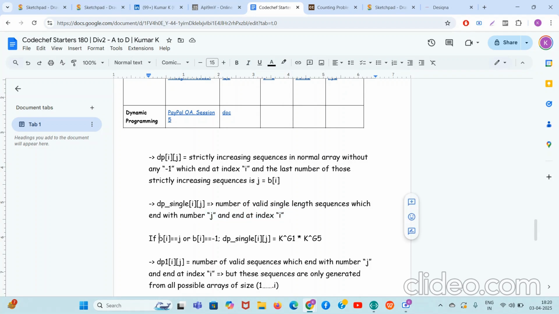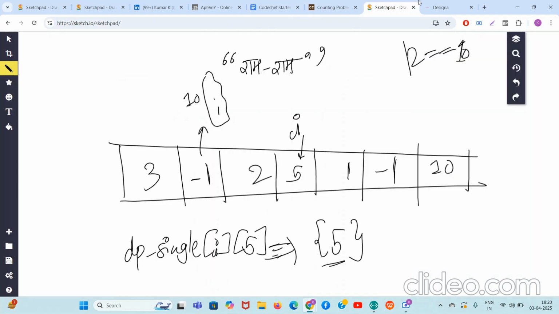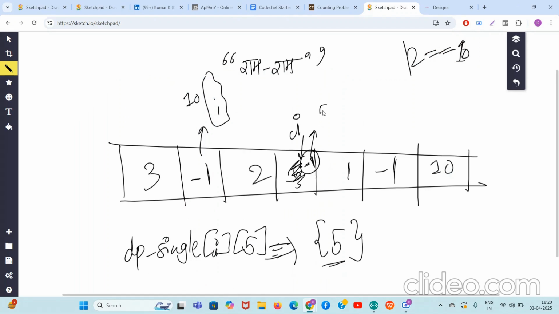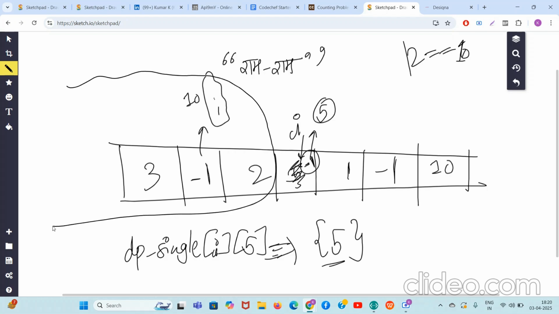It is guaranteed that B of I should be equal to j. Then only you can say that at index I the single length number is j. Or the current I can be 1. This could have been minus 1 also. If this is minus 1, I will assume that I can put a 5 here. Then what would be the answer? Again, k raised to g1, number of minus 1s on the left and number of minus 1s on the right. We will not consider minus 1 currently.